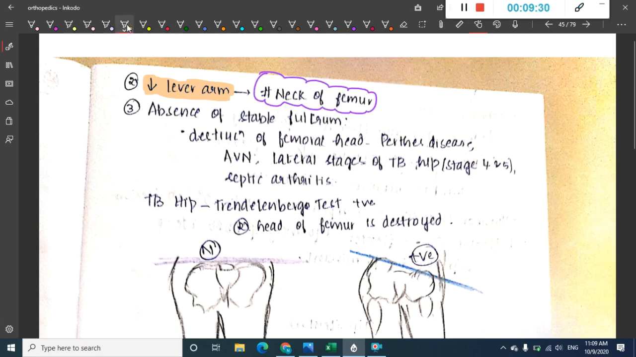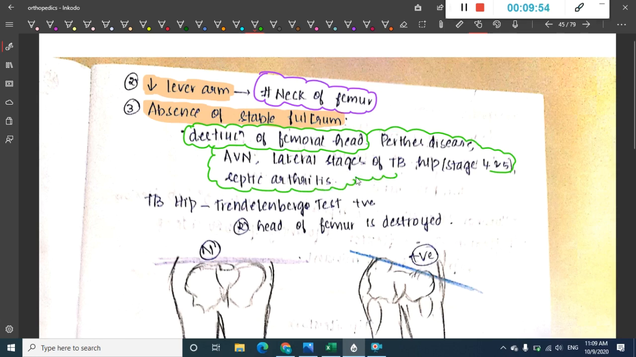Okay, then second we have absence of stable fulcrum. What does stable fulcrum mean? Here the fulcrum is the head. So whenever there is destruction of the head, it can be in any of the following diseases. It can be in Perthes disease, or avascular necrosis of head, or late stages of tuberculosis of hip, that is stage 4 and stage 5, or it can be seen in septic arthritis. Okay, so these are the different causes where there is destruction of femoral head leading to positive Trendelenburg test.